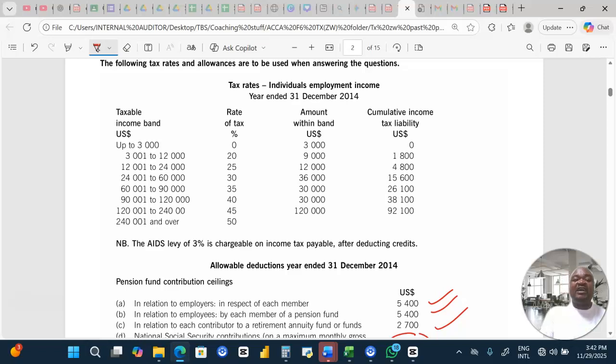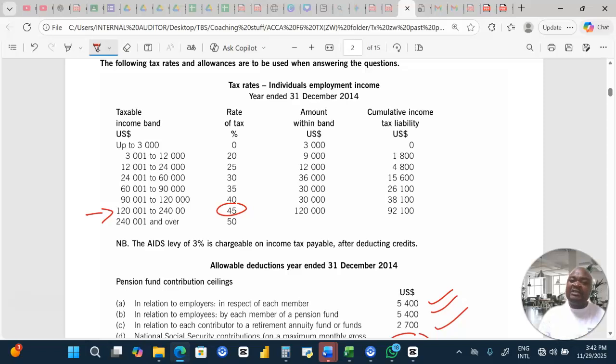Okay, so 125 was within this particular bracket, the 120,001 to 240,000. So the applicable tax rate there was 45%. Do not worry about those moderations where we say we start up to 120,000 and then this and that. No, that is not required at the moment. You simply have to go straight to the tax bracket, you pick the percentage applicable there, and you move on with your life. But don't forget the 3% AIDS levy.